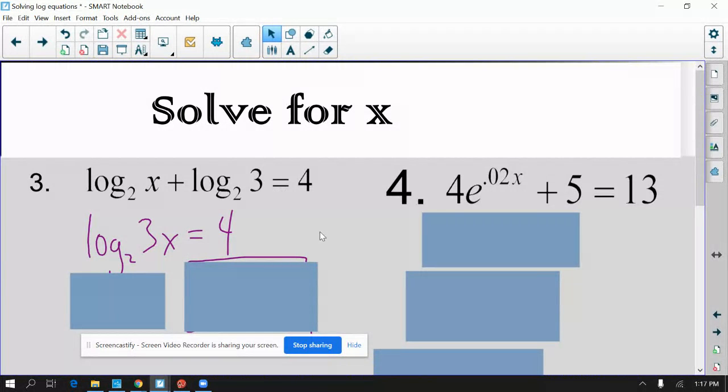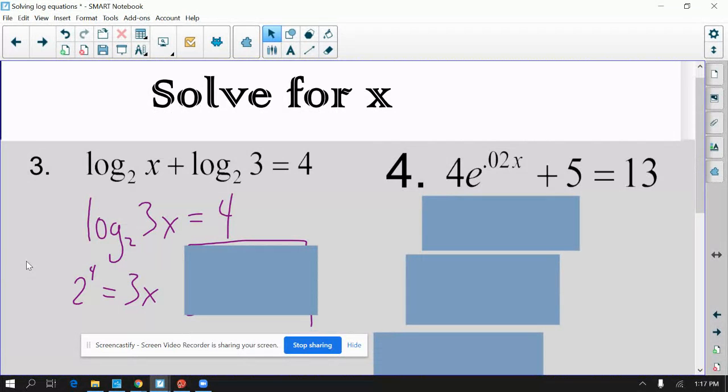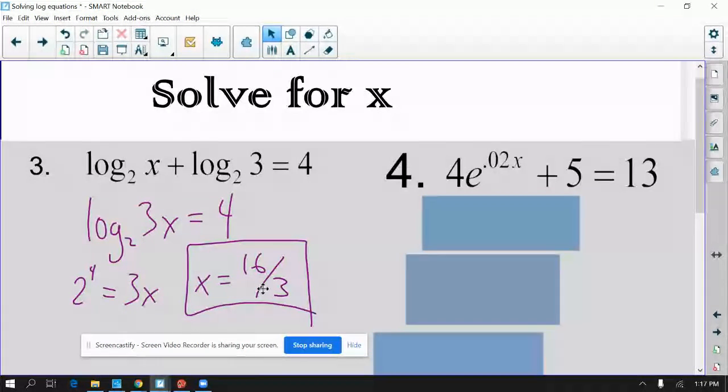But now what? Now logs are exponents. So 4 is the exponent on 2 that would result in this. So 2 to the 4th equals 3x. And 2 to the 4th is 16. And to undo 3 times x, you would divide by 3. So the answer is 16 thirds. And a lot of students don't like to leave it as a fraction. I don't know why. This is better because you could put it in your calculator and do 16 divided by 3, but then that's just extra steps. Why do extra steps? Just leave it right here. 16 thirds is a totally acceptable answer.